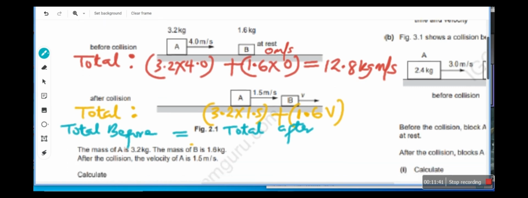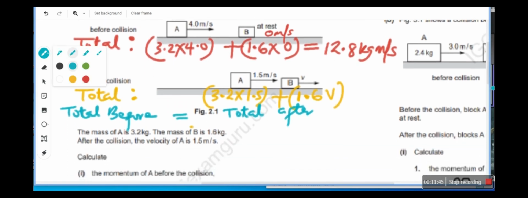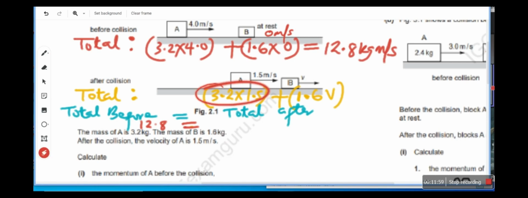Can you see what I'm writing? Total before is 12.8, so we have 12.8 for total before equals total after, which is 3.2 times 1.5. What is 3.2 times 1.5, by the way? It's 4.8, right? Total before is equal to total after. That is the principle of conservation of linear momentum. Total momentum before collision is equal to total momentum after collision. So 12.8 is equal to 4.8 plus 1.6 V.